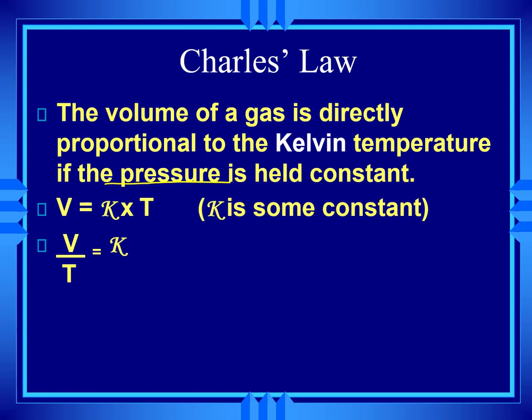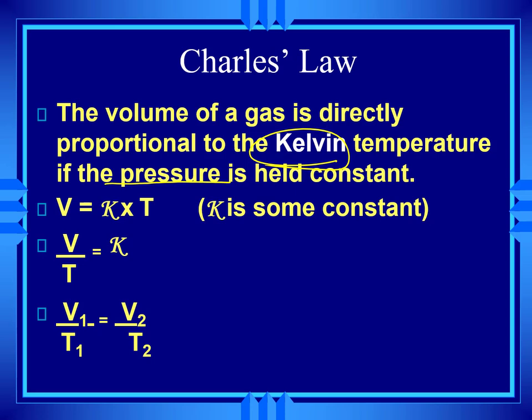Just divide both sides by T. So the way it's useful is this way: V1 over T1 equals V2 over T2. Key component, this only works if you're in Kelvin. So if they give you the temperature in Celsius, change it to Kelvin, do all the math in Kelvin, and if they ask for the answer in Celsius, change it back.